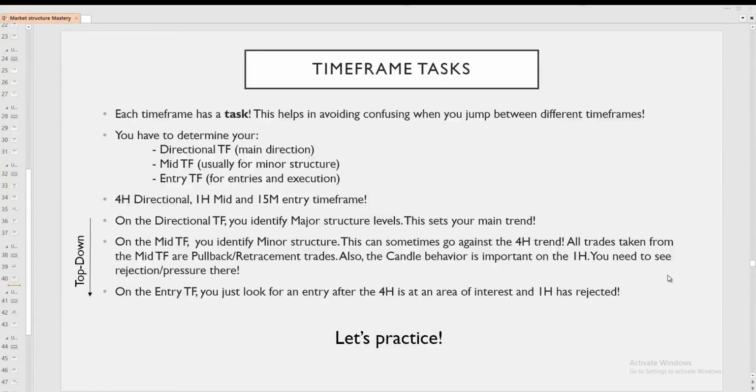All right, so time frame tasks. Again, each time frame has a task, and setting a task for each time frame will help avoid confusion when you actually jump between the different time frames.